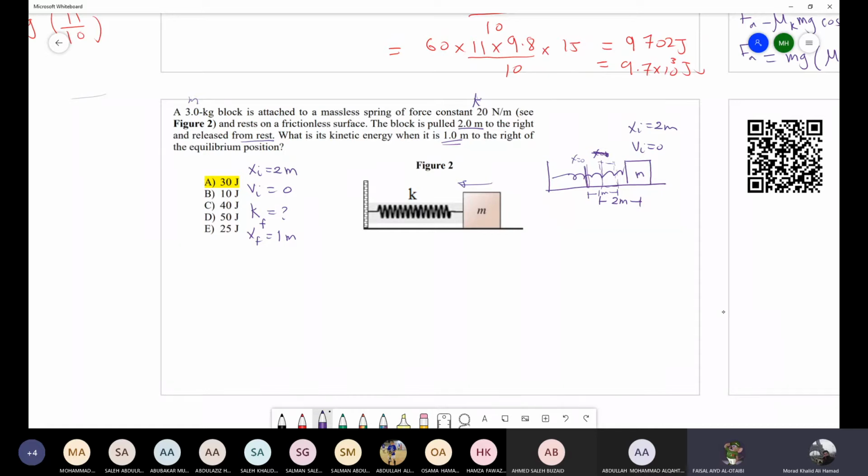What is the kinetic energy? To find the kinetic energy, I know that the work is equal to delta K, which is equal to K final minus K initial. Since V initial is equal to 0, kinetic initial is equal to 0, right? So work equals K final only, which is what we are looking for. So we need to find the work. Here we have a spring, so the work is called work spring. And I know that the work of the spring is equal to half K x initial squared minus half K x final squared. This is equal to K final, which is what we are looking for.